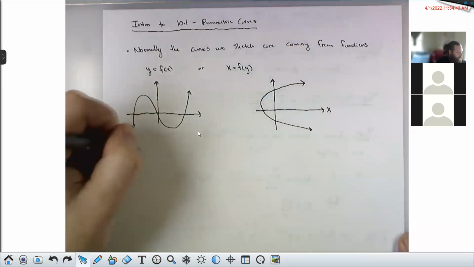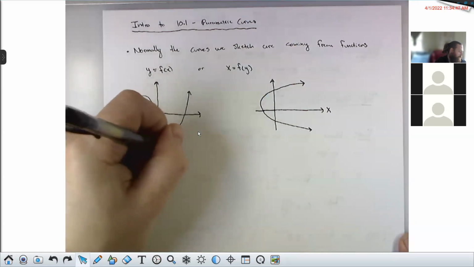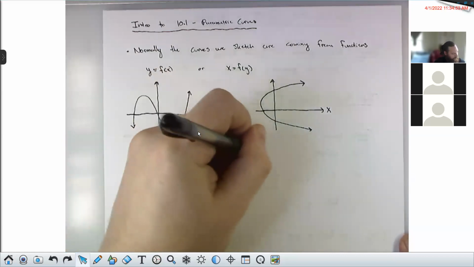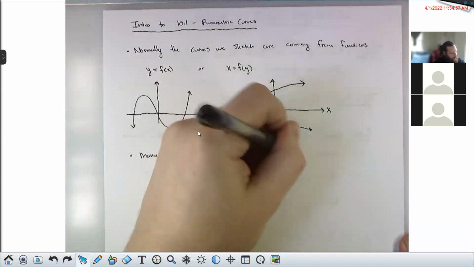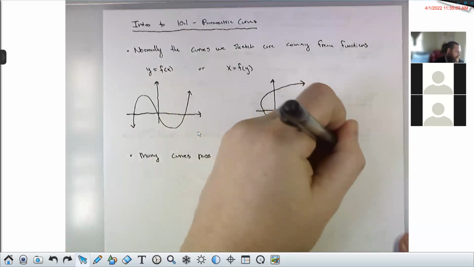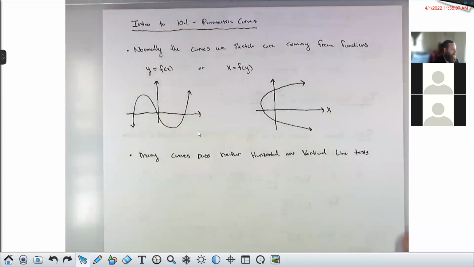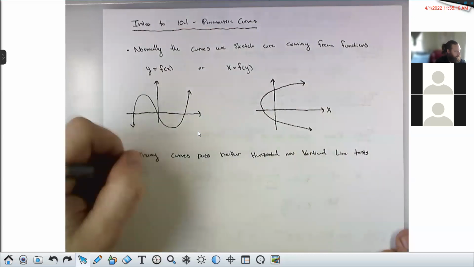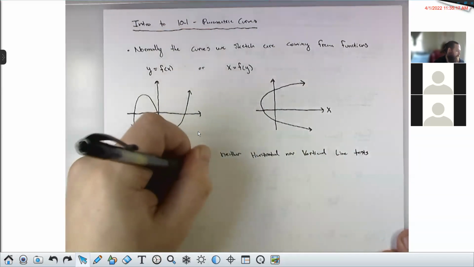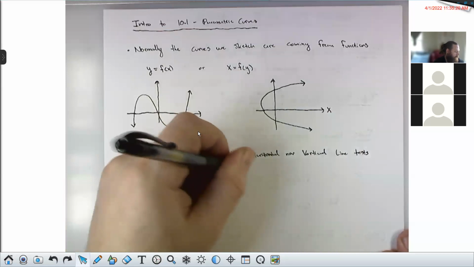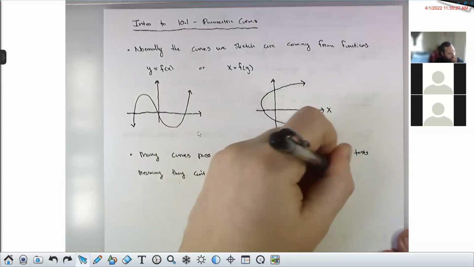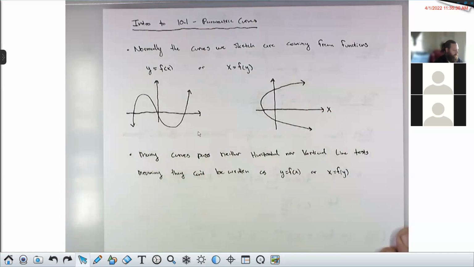But many curves pass neither the horizontal nor vertical line test, meaning they can't be written as y equals f of x or x equals f of y. Circles, for example.